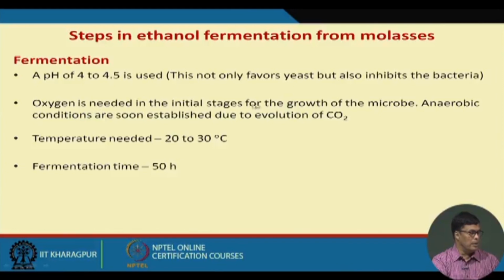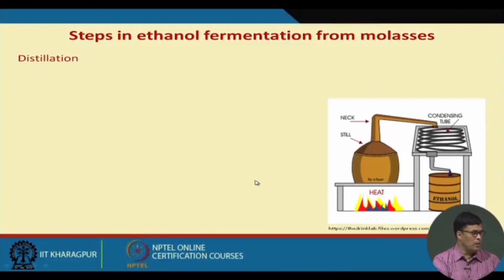Oxygen is needed at the initial stage for the growth of the organism, for the preparation of the inoculum. Then the anaerobic condition is established, because in the fermentation process the organism uses whatever dissolved oxygen is present for their growth. Then automatically the anaerobic condition prevails, also due to the evolution of carbon dioxide. Temperature is 20 to 30 degrees centigrade and fermentation time is 50 hours.